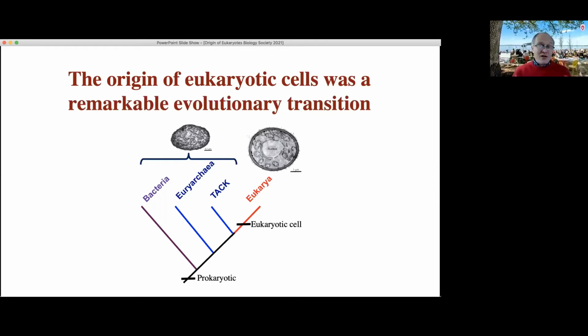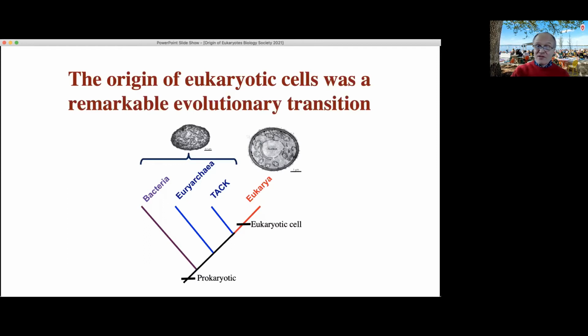This little schematic tree that I have before you just shows the overall relationships. We now know that most of the genome of the eukaryotes is related to these lineages in blue, which are the archaea, prokaryotes distantly related from the bacteria, the other main branch of the tree of life. So what we're trying to understand today is, how did the eukaryotic cell evolve from a prokaryotic ancestor?